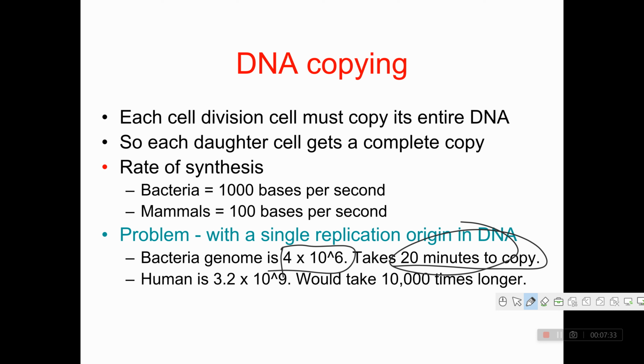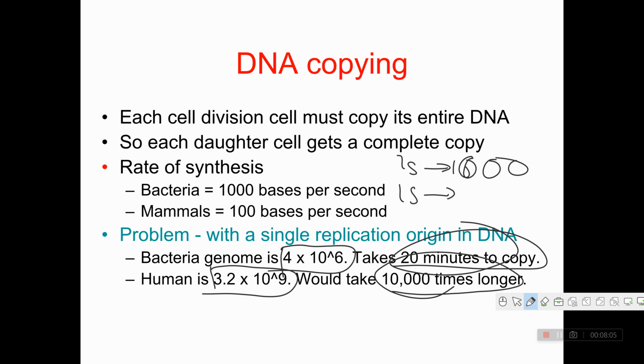Human having 3.2 into 10 to the power 9 genome. So it takes 1000 times longer as compared to bacteria. One thing: why in bacteria, in 1 second, 1000 bases will be synthesized? Why? And in mammal, in 1 second, 100 bases will be synthesized? Why?